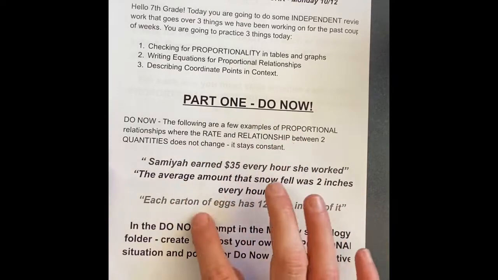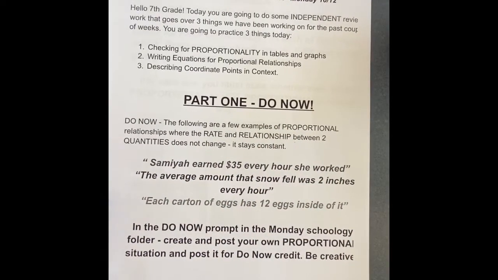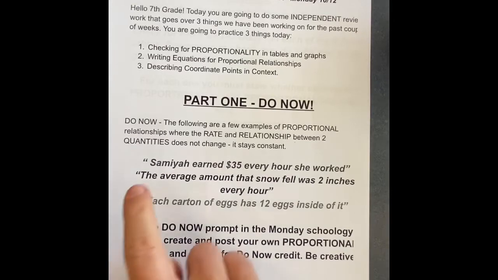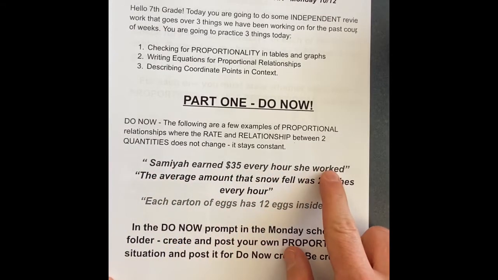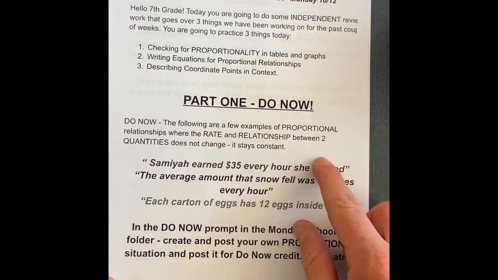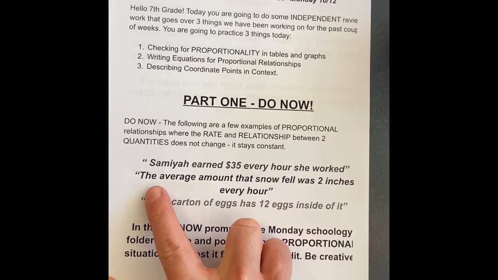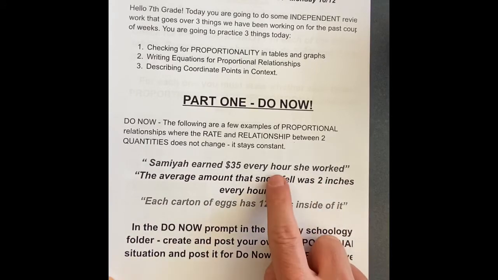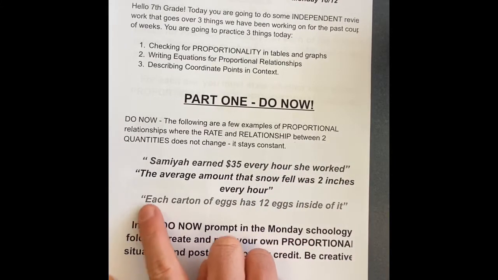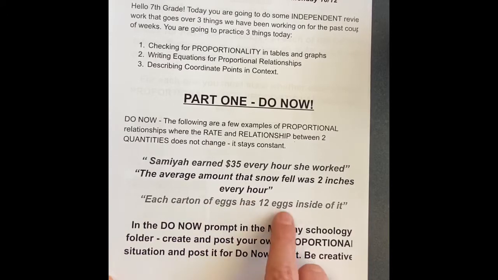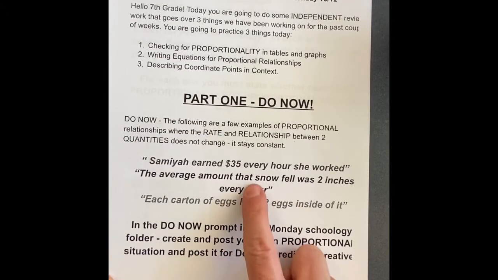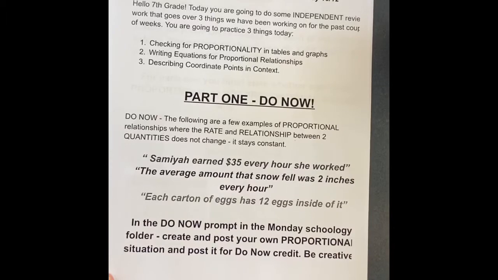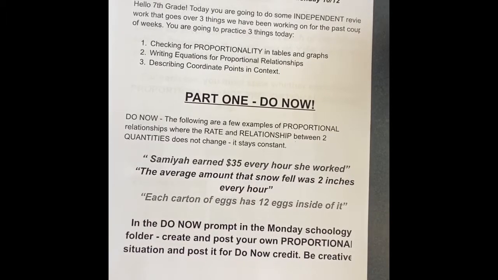These are some examples of proportional relationships where the rate remains constant, right? Samia earned $35 every hour she worked. It doesn't change. The rate doesn't change. Proportional. The average amount of snow that fell was 2 inches every hour. The snowfall doesn't change. Proportional. Each carton of eggs has 12 eggs in it. The eggs per carton doesn't change. Proportional. So, press pause and go answer the do now prompt where you have to write your own.